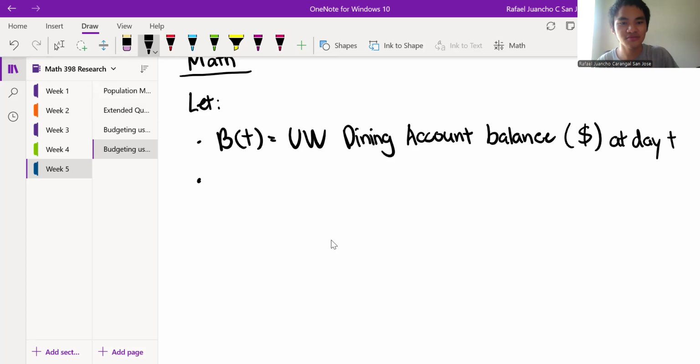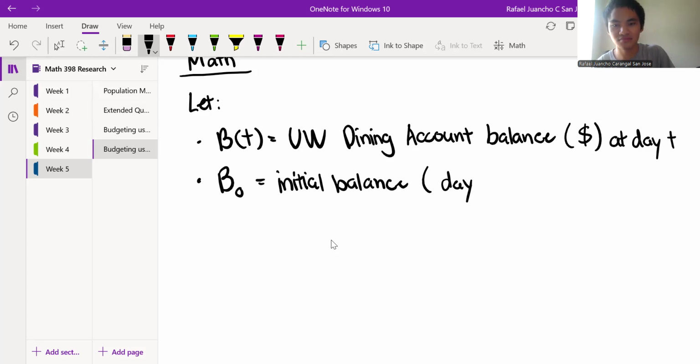Okay, another variable we're going to use is B naught. This is just going to tell me my initial balance, and that's day 0. That's also the same as B(0), same thing. And then K(t). This is my time-varying carrying capacity.